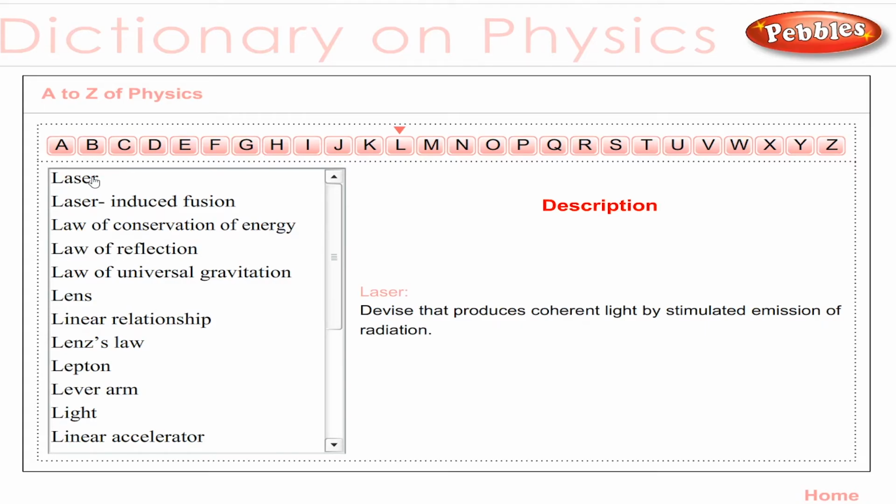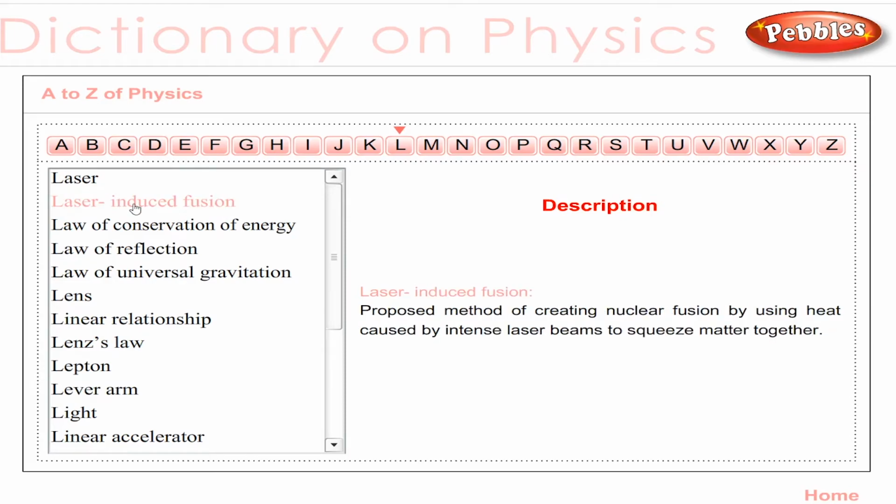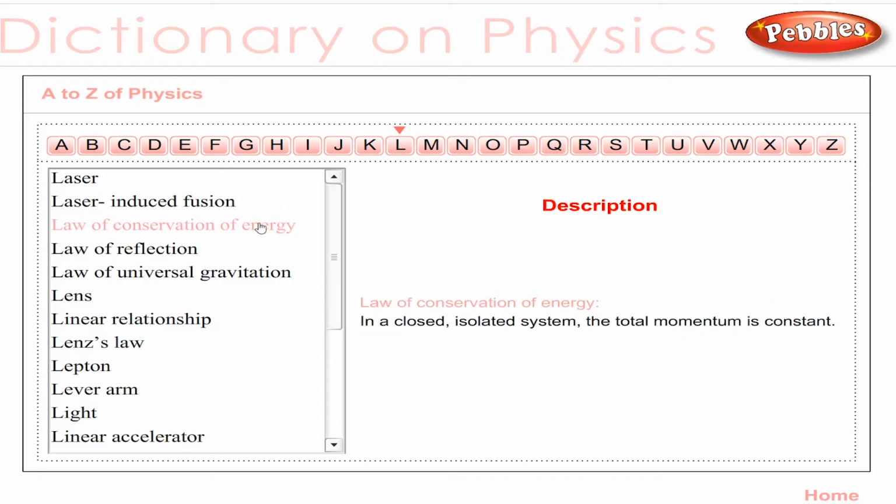Laser. Device that produces coherent light by stimulated emission of radiation. Laser-induced fusion. Proposed method of creating nuclear fusion by using heat caused by intense laser beams to squeeze matter together. Law of conservation of momentum. In a closed, isolated system, the total momentum is constant.